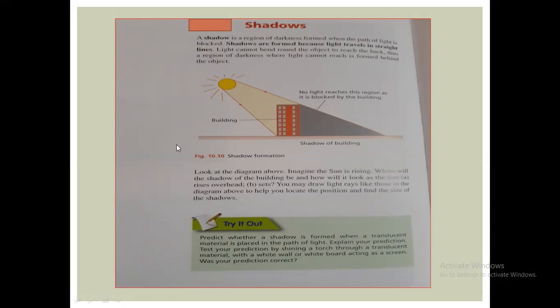Okay, try it out. Predict whether a shadow is formed when a translucent material is placed in the path of light. What were translucent materials? Can anyone tell me? Translucent materials are the materials that only allow a little light to pass through them, right? Explain your prediction, test your prediction by shining a torch through a translucent material with a white wall or a whiteboard acting as a screen and check if your prediction was correct.